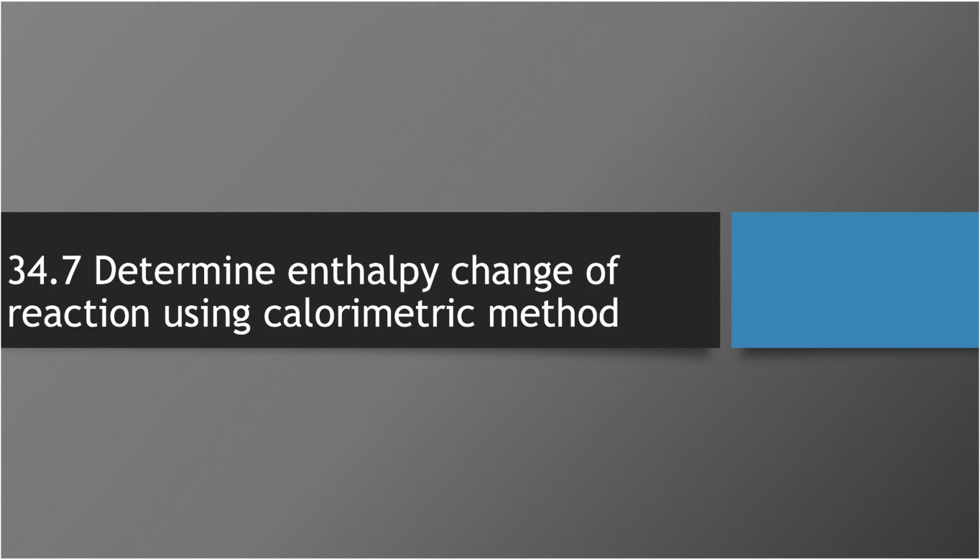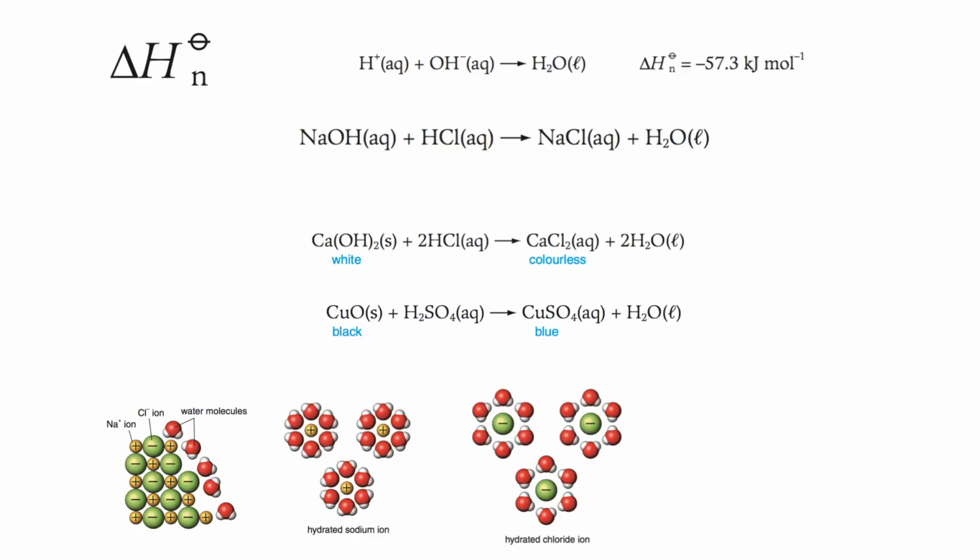Okay, in this video we're going to talk about how to determine enthalpy change of reaction using the calorimetric method. But before that, I just want to make a clarification. For the standard enthalpy change of neutralization, we are talking about the combination of H plus and OH minus. During this bond formation, we will release negative 57.3. So we are considering this kind of neutralization.